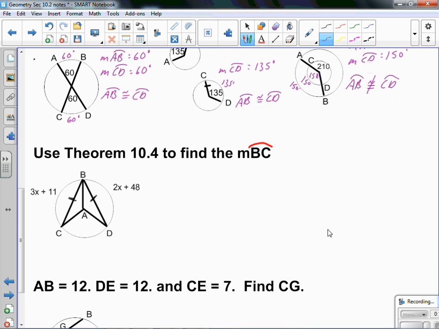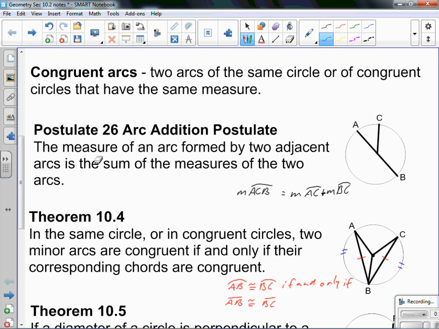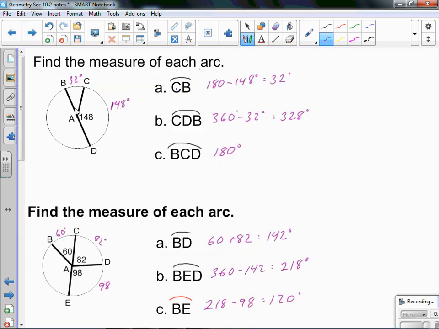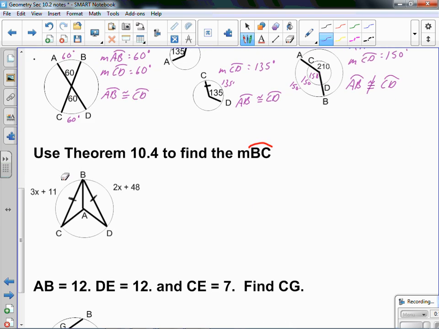Alright, so you use theorem 10.4 to find the measure of arc BC. So theorem 10.4, refresh our memory. In the same circle or in congruent circles, two minor arcs are congruent if and only if their corresponding chords are congruent. So if the corresponding chords are congruent, the arcs are congruent, or if the arcs are congruent, the corresponding chords are congruent. So we've got BC marked congruent to BD. So that would mean that this arc is going to be congruent to this arc. Arc BC should be congruent to arc BD.